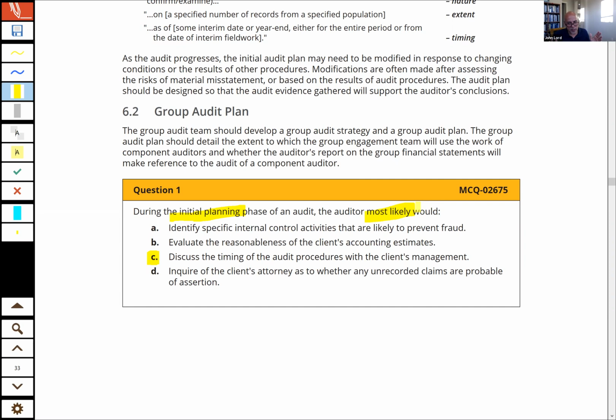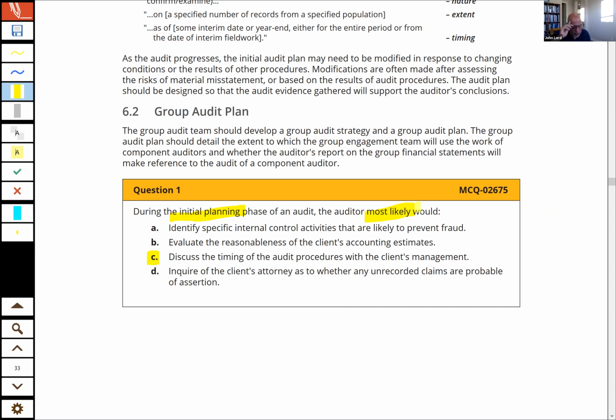Maybe, but is there something that we're more likely to do at the beginning? Evaluate the reasonableness of the client's accounting estimates, which no one picked, because your sense is, hey, that's not initial planning. That's something you're doing as you're wrapping things up and looking at estimates. You've got satisfaction about some of the numbers, and you're going to do some reasonableness tests, maybe some analytical procedures, not in the initial planning.